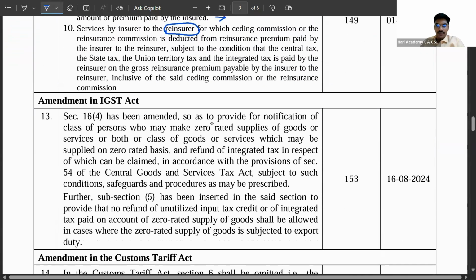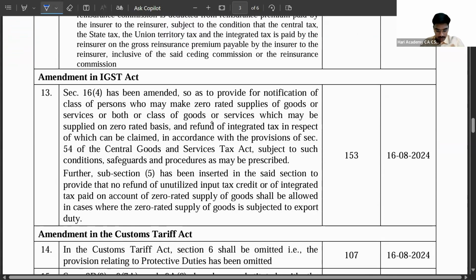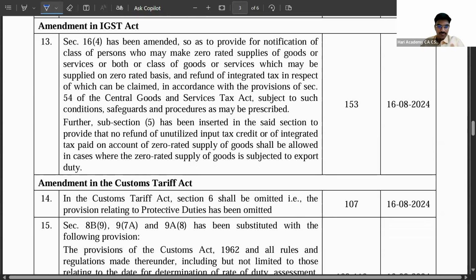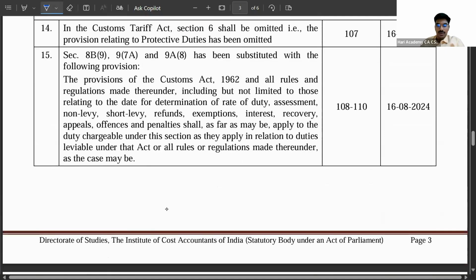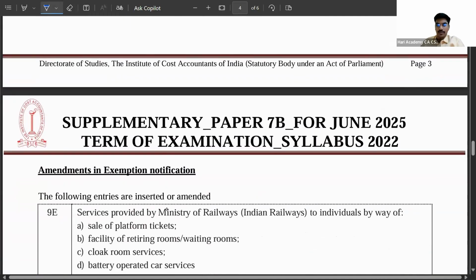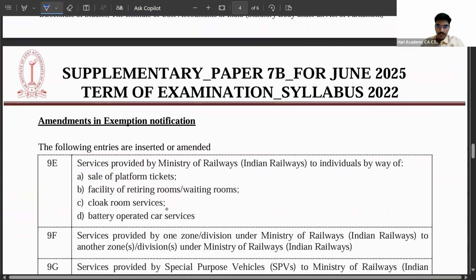Next is amendments in IGST Act. So here what they have said is in relation to section 16(4), which provides for a refund in case of zero rated supply. They have introduced a few new conditions. Customs, I'm just skipping it for the time being. I don't foresee much of that being tested in examination.